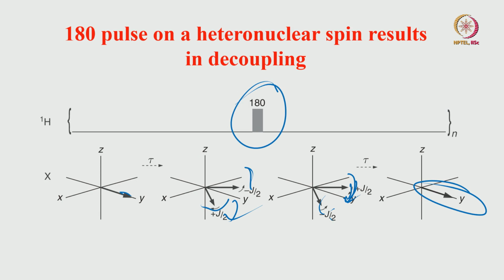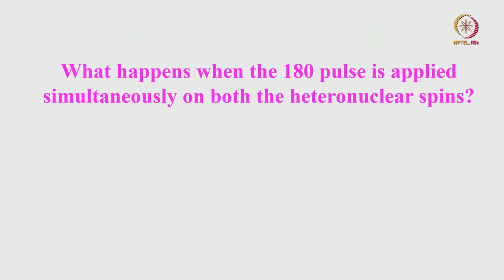So remember, we always say you apply a 180 pulse at the middle of the evolution period on one of the spins, A or X spin, in a heteronuclear system, then J coupling will refocus. Refocus is nothing but decoupling. That is the concept. Now you may ask me a question.